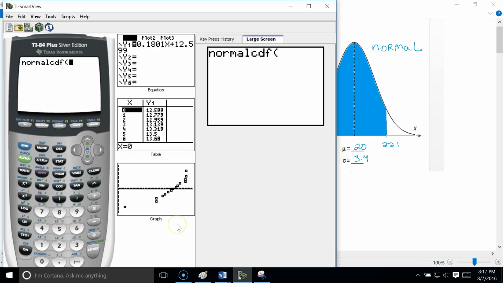Normal CDF of 18.9, comma 22.1, comma 20, comma 3.4. And we get 0.3584.